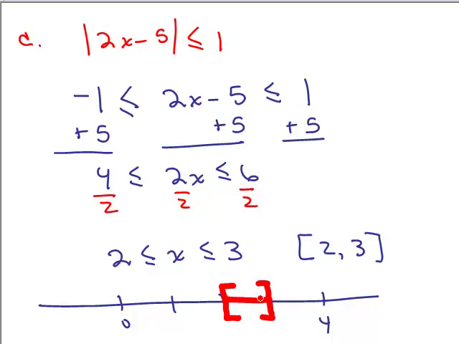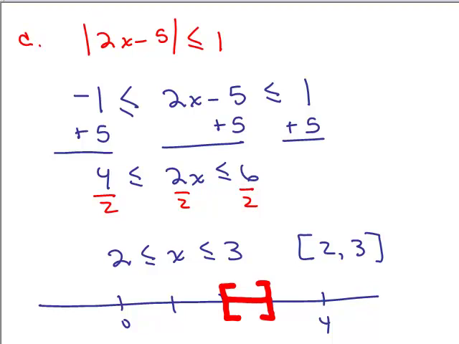And you can check your work by picking a number like 2.5 and making sure that when you plug it in, it's true. So 2 times 2.5 gives you 5. 5 minus 5 is 0, and the absolute value of 0 is less than or equal to 1. You could just do a quick check like that, and any other number won't work. If you plug in 0 for x, you'll see that this is false, or if you pick a number like 4 or bigger, you'll find out that it's false. So that's the correct answer.